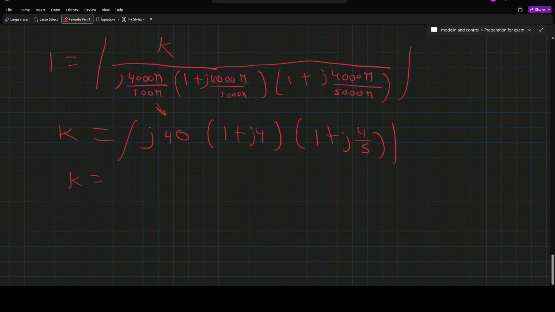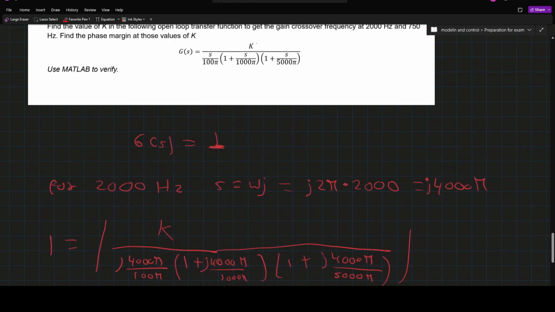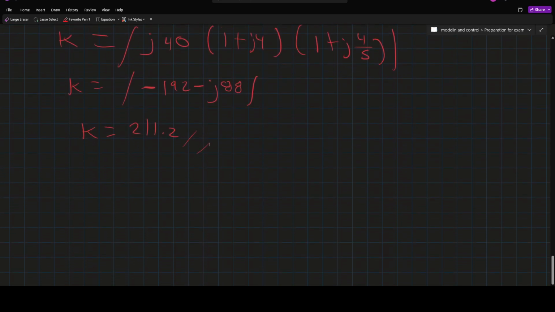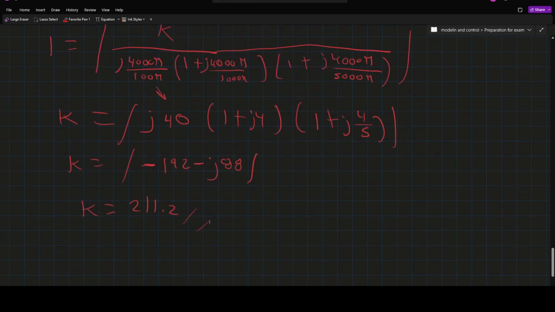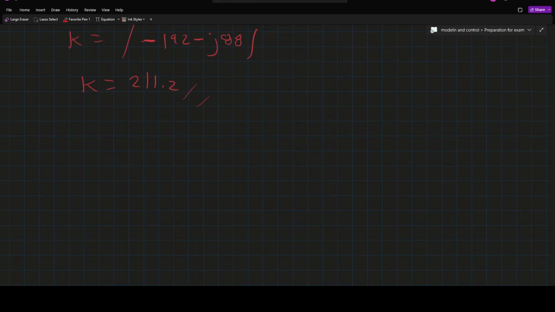first we multiply all of this together. So we are going to get minus 192 minus j88. And now with this we can calculate the magnitude finally, and that's going to be 202. So this is the value of k that makes our transfer function 1, and that's what we will get, an unstable system.